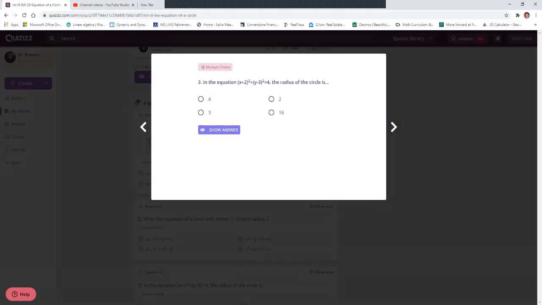On number 3, we're being asked to figure out the radius of the circle. And we know that the formula has a 4 on that side, which means r squared is equal to 4, which means the radius has to be 2, right? Because 2 squared would give you 4.